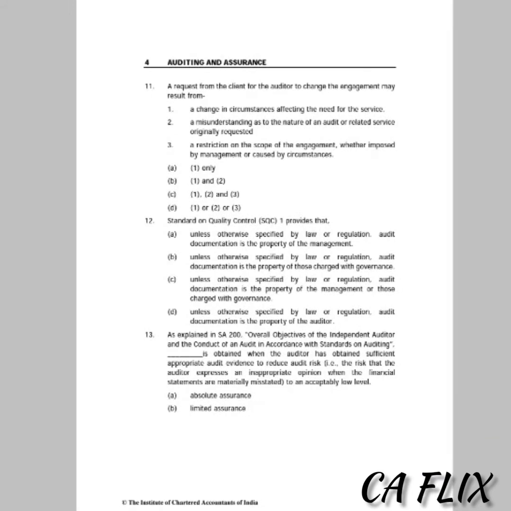Answer is option C, reasonable assurance. As explained in SA 200, overall objective of an independent auditor and the conduct of an audit in accordance with standards on auditing, reasonable assurance is obtained when the auditor has obtained sufficient appropriate audit evidence to reduce audit risk to an acceptably low level.